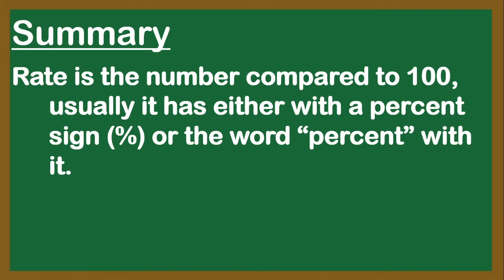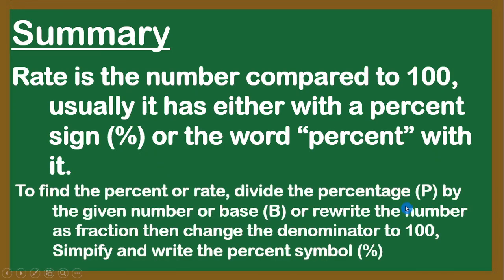Rate is the number compared to 100. Usually, it comes with a percent sign or the word percent. To find the percent or rate, divide the percentage P by the given number or base B, or rewrite the number as a fraction, then change the denominator to 100. Simplify and write the percent symbol.